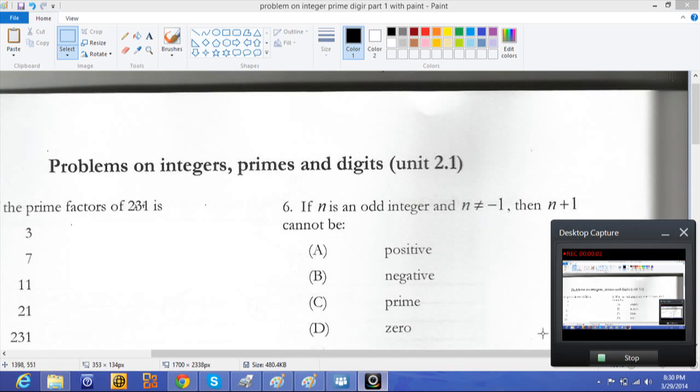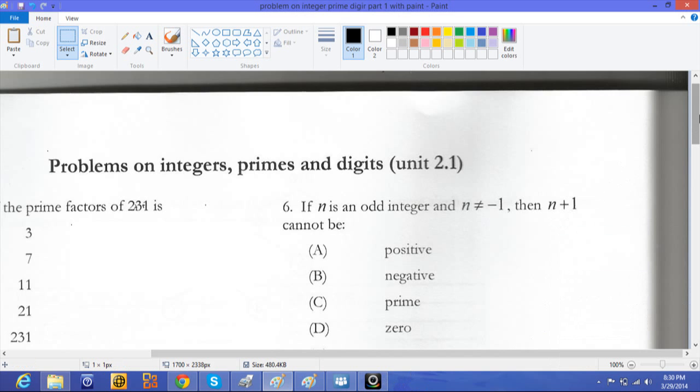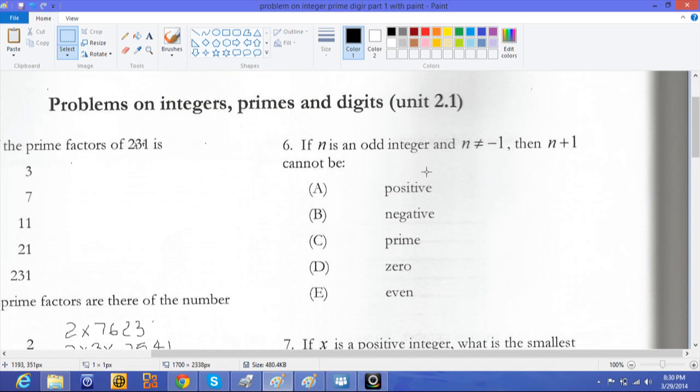Okay, we are now in question number 6. They say if n is an odd integer and n is different from -1, then n plus 1 cannot be positive, negative, prime, 0, or even. Let's see. Oh, n plus 1 can be positive. If we take an example, say 4 plus 1, that does give me a positive number. So n plus 1 can be a positive number, so this is not the answer.